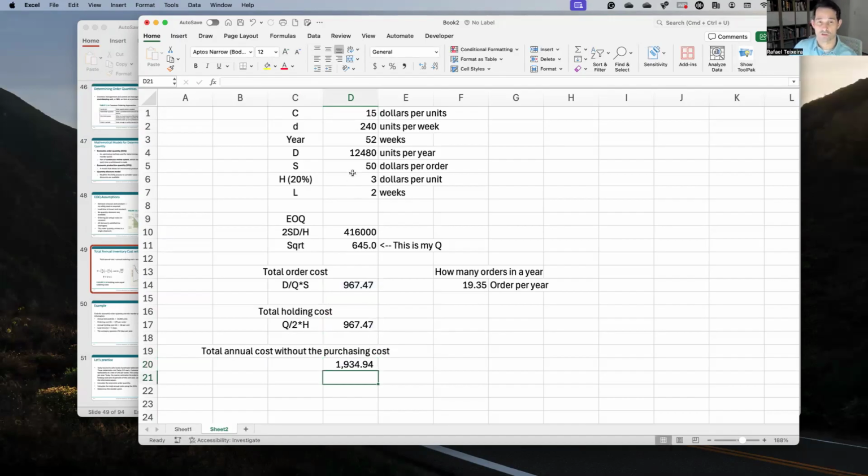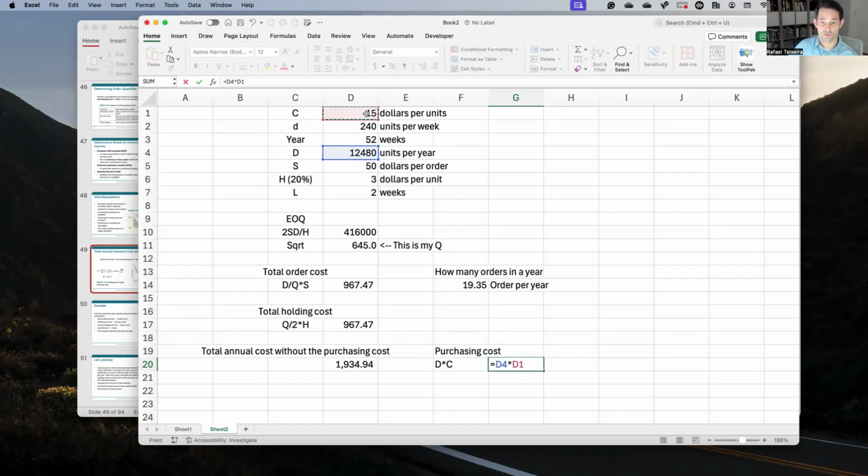What is the purchasing cost? It is the cost of buying the units. If I have this amount of demand and it costs $15 each, I'm going to compute now. Let's put it here: purchasing cost. My purchasing cost is going to be my D times my C. That's my annual demand. I have to buy 12,480 units, paying $15 per unit. So that's going to be my total purchasing cost.